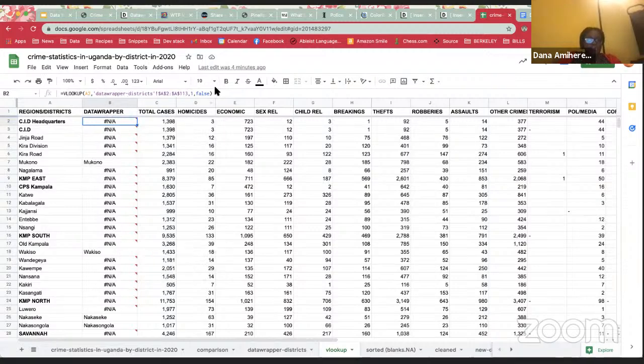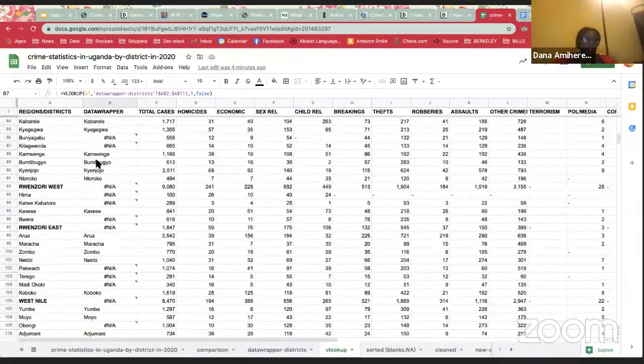So this is the actual formula. And I won't get into what all of this means, but basically what I'm doing is I'm looking to see if this exists in that data wrapper list. And if it doesn't, it gives me this hashtag NA. It's giving me this error. It says, did not find value. And then it lists what it is in VLOOKUP evaluation. It's basically telling me it can't find it because it's not in that list. And then if it does find it, then it just prints out what it is. It just writes it out for me. Okay. And it does that all the way down my list.